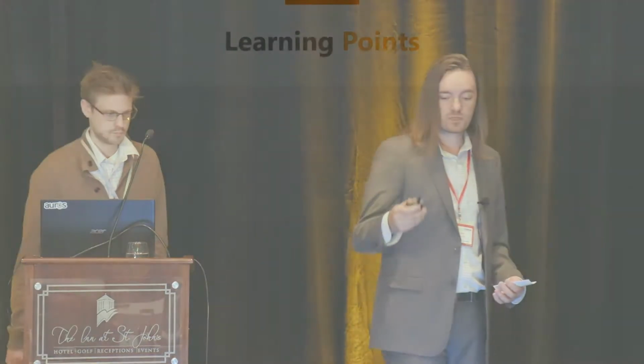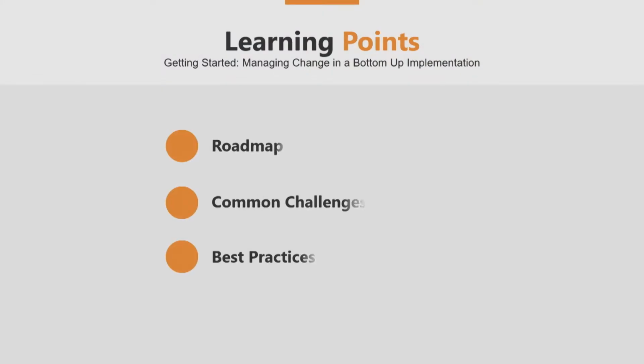So there are a lot of different things that we can do, and there are a lot of different ways that we try to help manage that change, and we'll talk a little bit about what those things are. So we're going to talk about a roadmap. So what does a roadmap for implementation of a software like Auros look like? What are some of the common challenges with implementing that software? And then what are the best practices that we can use to help deal with some of those challenges that we may face as we're trying to go through this process of implementation?